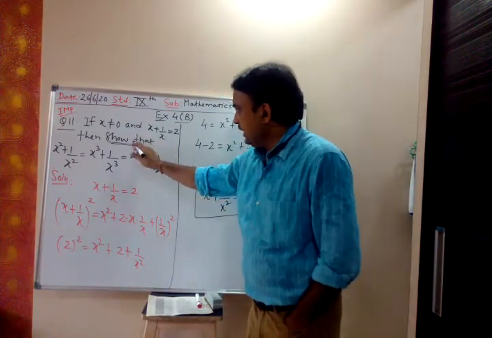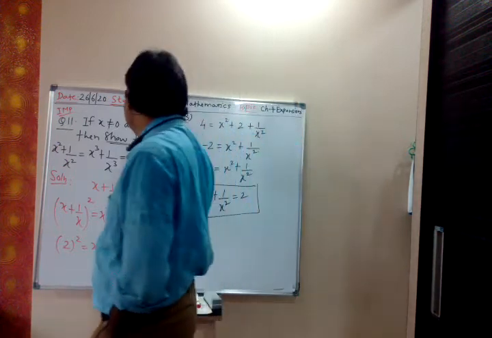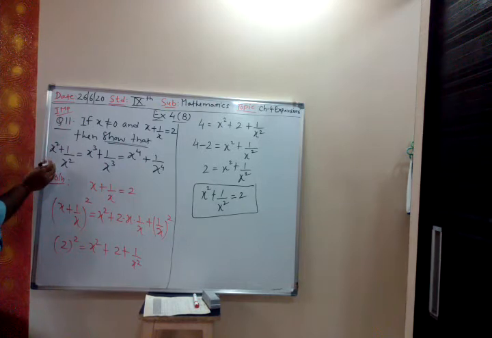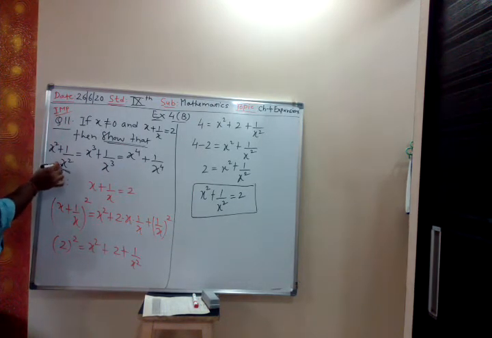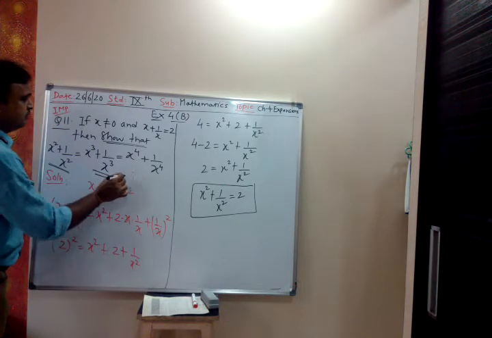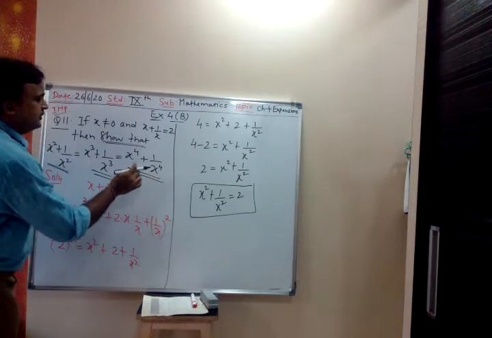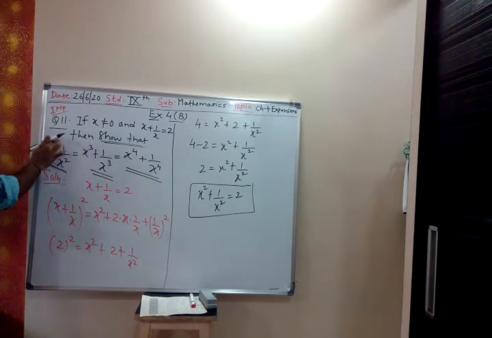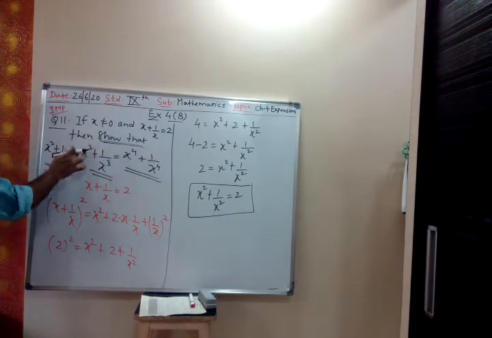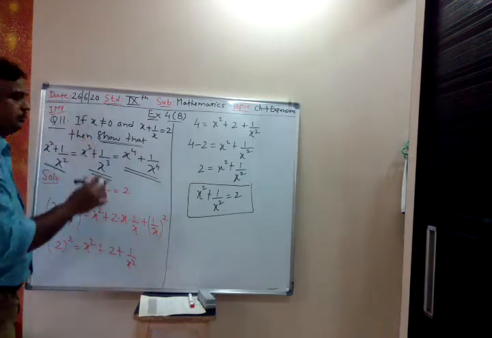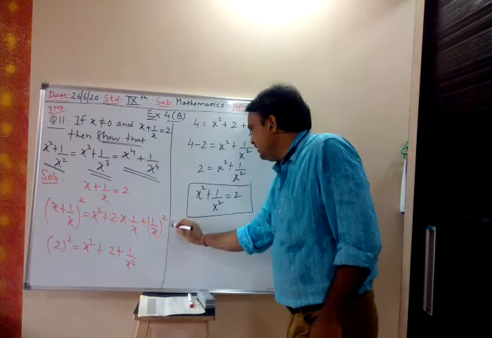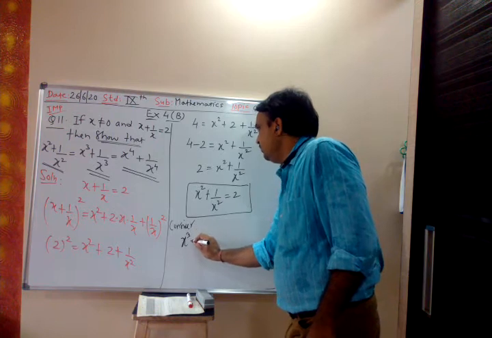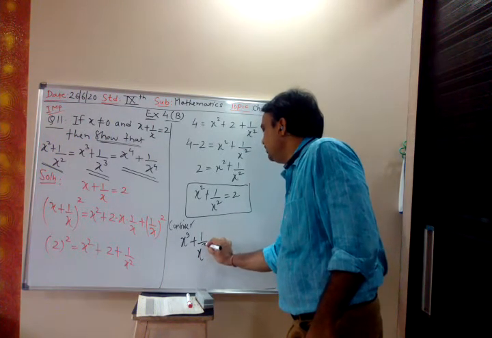See, this last part is show that. Only we are given x plus 1 upon x is 2. This is given. This part we have to show that x square plus 1 upon x square is equal to x cube plus 1 upon x cube is equal to x raised to 4 plus 1 upon x raised to 4. So you have to find the value of each part. X square plus 1 upon x square we have found 2. Now similarly I will find x cube plus 1 upon x cube. Use the direct formula.